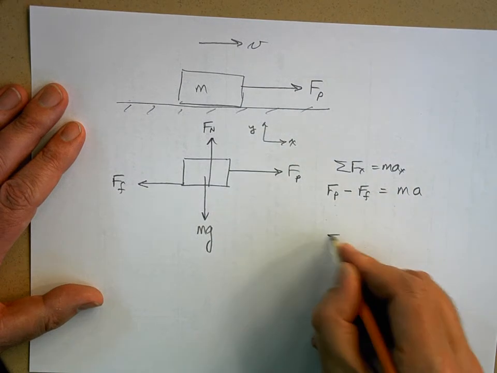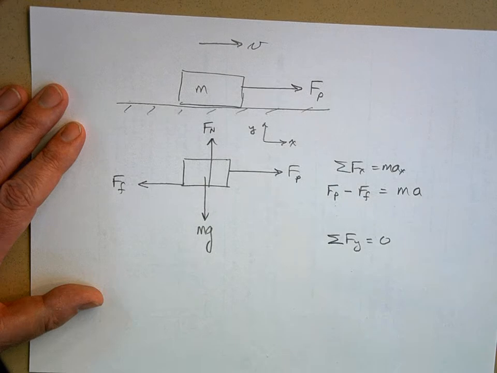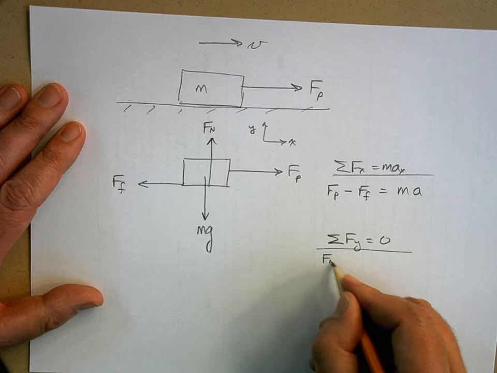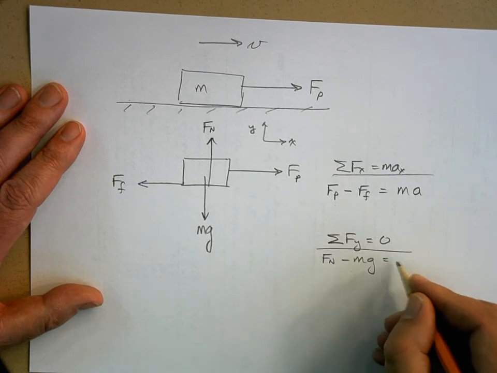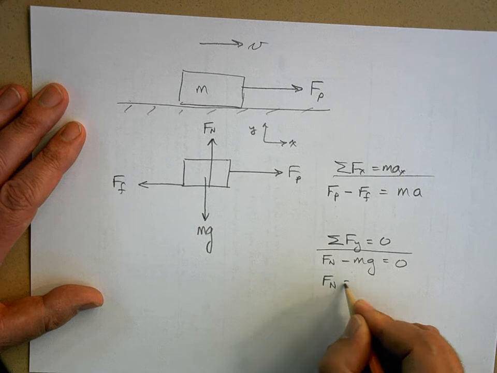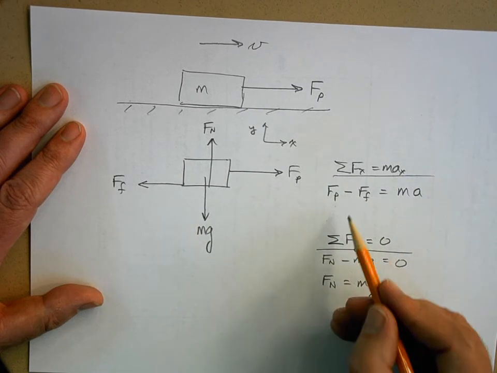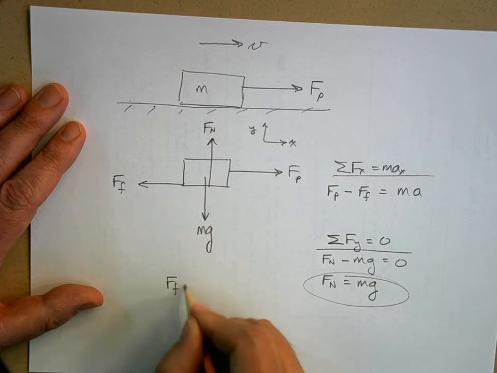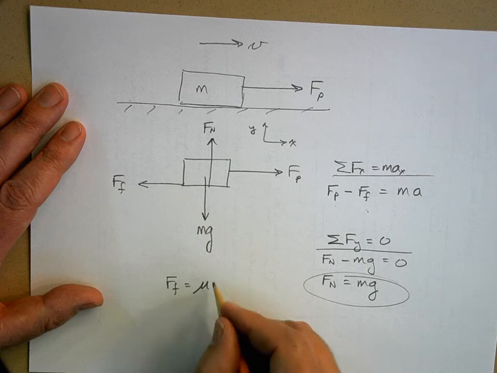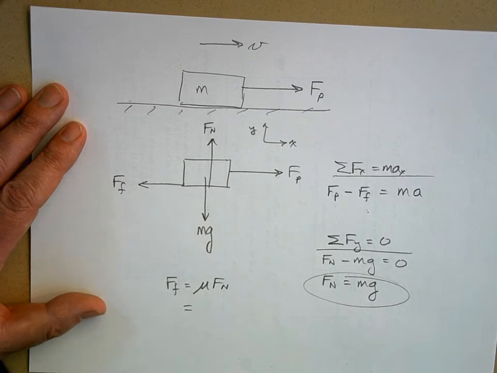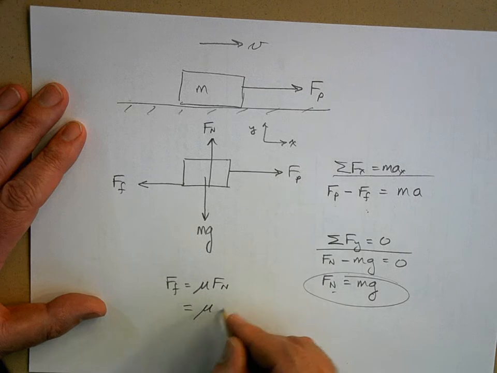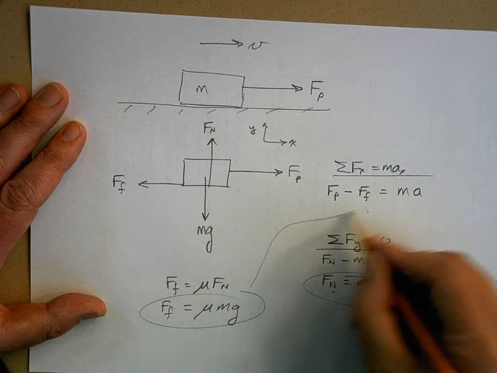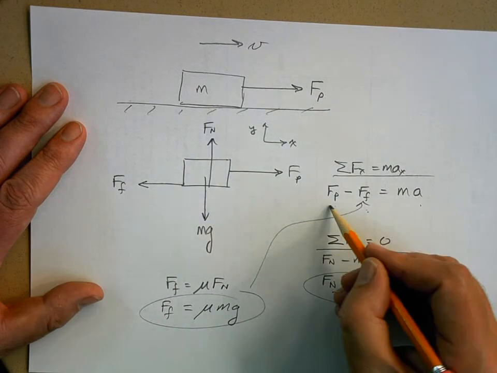But if I sum the forces in the y direction, I'm going to get 0 in this case. I'm going to have the normal force minus the weight equals 0. This tells me that the normal force is equal to the weight. And now I can use this to say that the force of friction is equal to mu times the normal force, and the normal force is equal to the weight, so mu mg. Now I can substitute this in here and solve for the acceleration or solve for the pulling force.